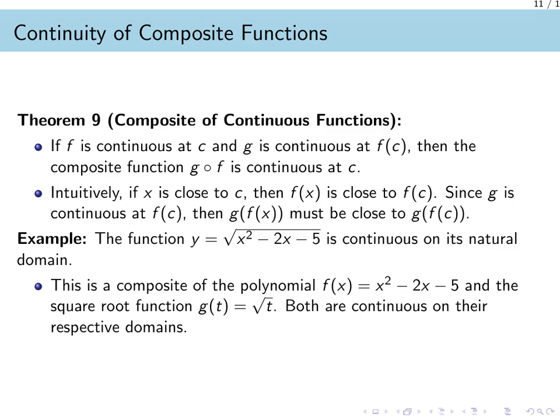The logic is that if the input x is close to a point c, the output f of x will be close to f of c because f is continuous. Then, since g is also continuous, g of f of x will be close to g of f of c. For example, the function y equals the square root of the quantity x squared minus 2x minus 5 is a composite of a continuous polynomial and the continuous square root function. The main takeaway is that you can build complex, continuous functions from simpler ones.